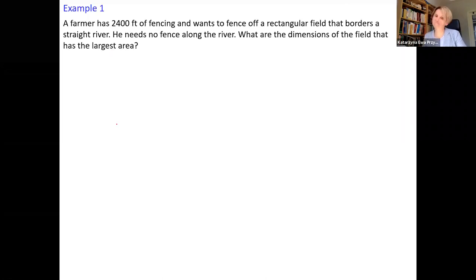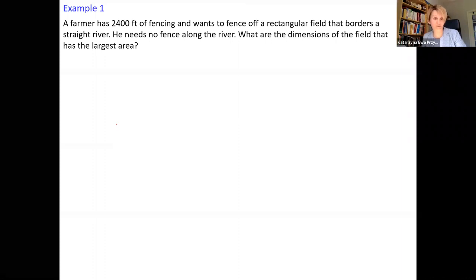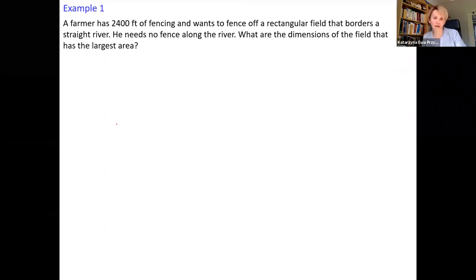Okay, a typical, beautiful question. A farmer has 2,400 feet of fencing, and he wants to fence off a rectangular field that borders a straight river. He needs no fence along the river. What are the dimensions of the field that has the largest area? Okay, do you think you can tell me, are we going to maximize something or minimize?